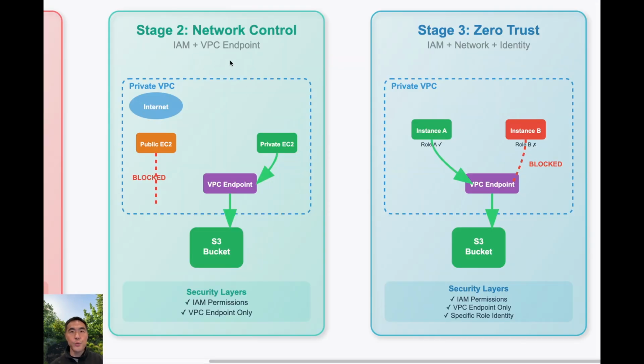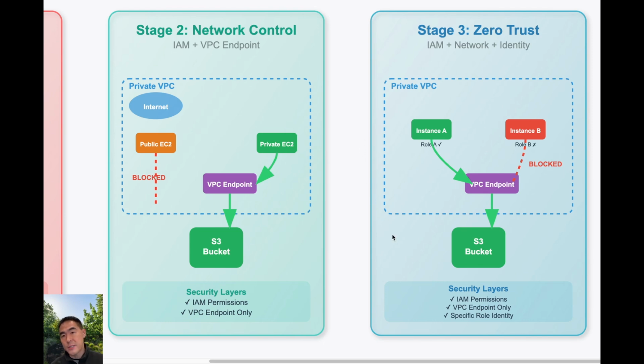In this stage 2, we've implemented network-based access control. It doesn't matter if you have the right IAM permissions, like my public EC2 here has the permissions to access S3, but because the bucket policy explicitly denies all access except if you're coming from the VPC endpoint, or like in my case, I'm the administrator and I'm allowed to access from the internet.